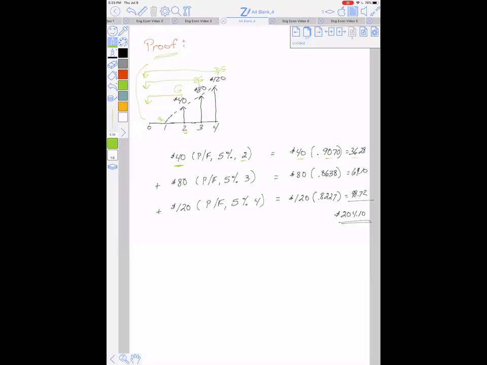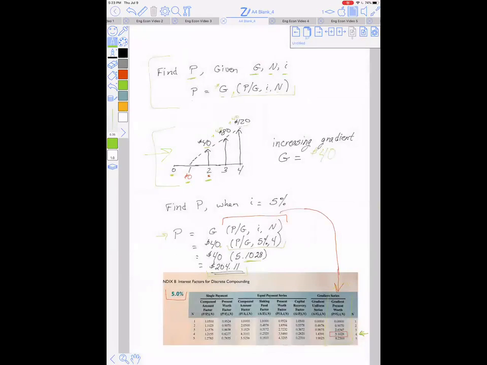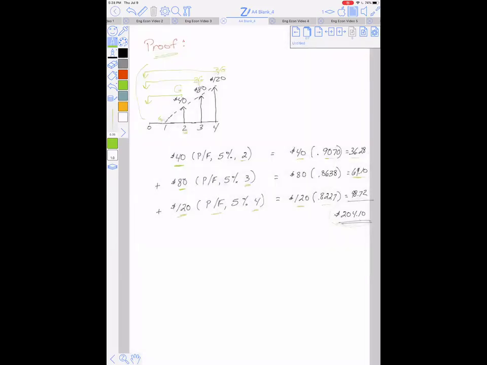Then the next payment is $80. Find P given F for year 3, and I came up with $69.10. $120 for the final payment, find P given F for the 4th year, so $120 times that factor from the interest table, and I get $98.72. Then add up all of those present values, and I get $204.10. Let's go back and see what I got. Oh, $204.11 using the find P given G method. So 204.11, 204.10, virtually the same thing, just a little bit of rounding.